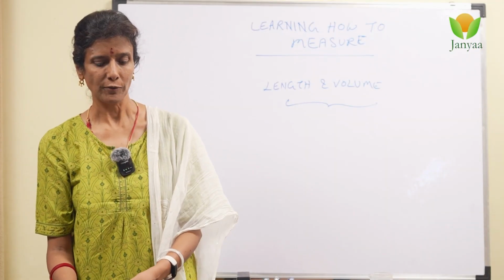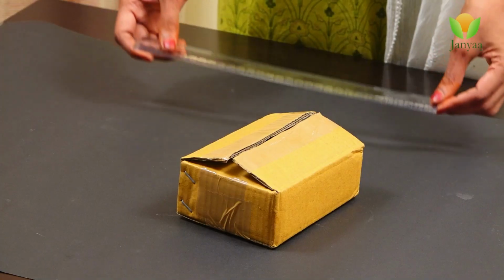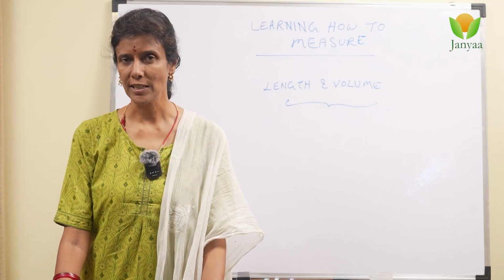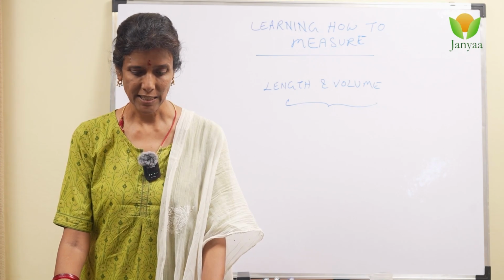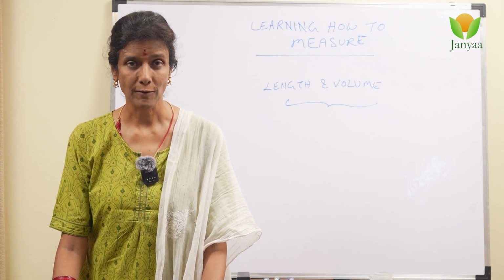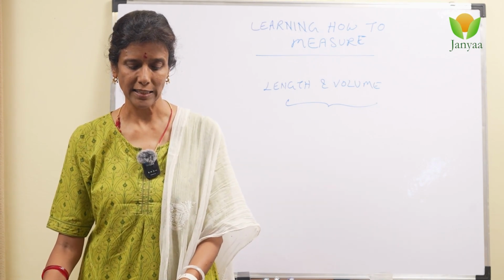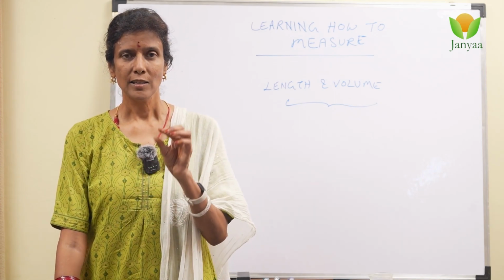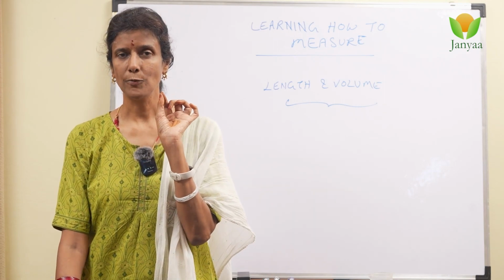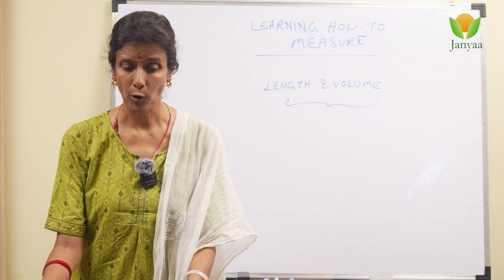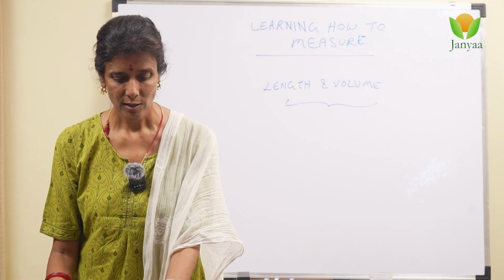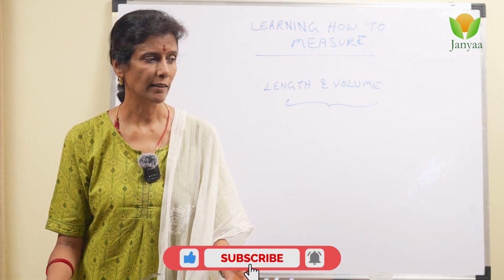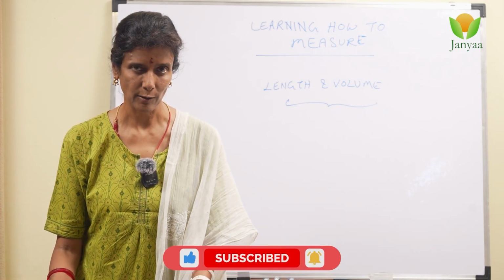So what is the volume of this? Length into breadth into height. We have measured the length to be 15 centimeters, breadth to be 10 centimeters, and the height to be 5 centimeters. So length into breadth into height is 750 cubic centimeters. We use the word cubic when it is for volume. So see how we measured the volume of this object here. You can experiment with other objects in your house and try it out.